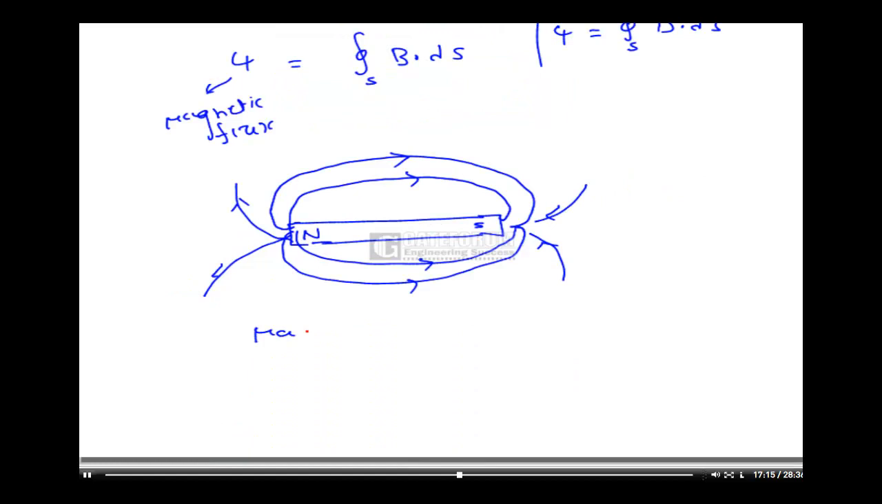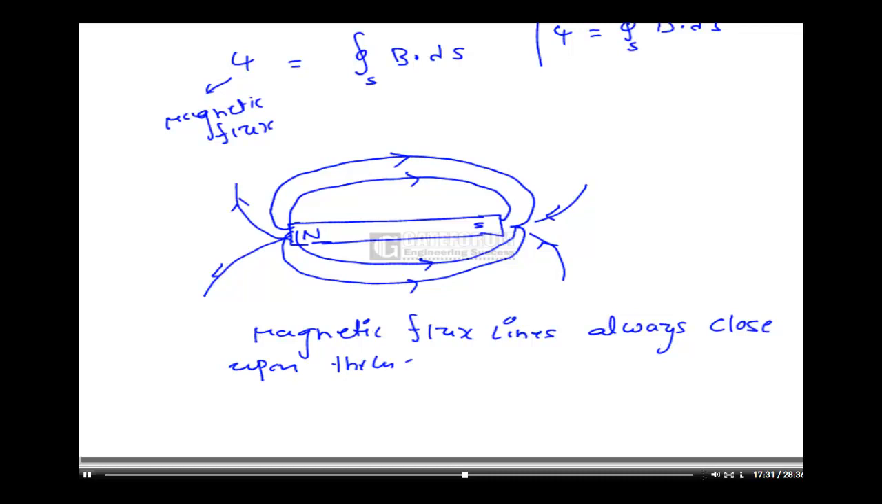Magnetic flux lines always close upon themselves. Whereas if you consider an electric field, the lines leave a plus charge and go towards a minus charge. Suppose you consider a dipole, leaving from plus and ending at minus. But here it is a different case for the magnetic field.